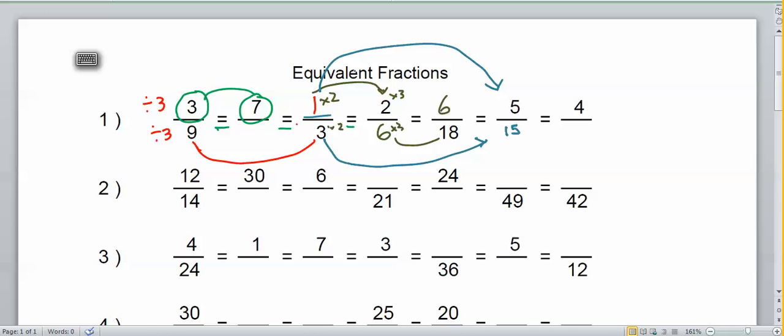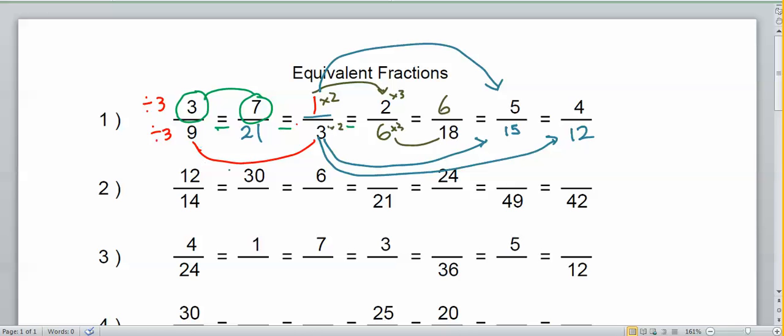Multiply by 4, then we have to multiply this bottom one by 4. So 3 times 4 is 12. So far we've just got one more thing to go, which is this 7. We've got 1 over 3. If we multiply the 1 by 7, we'd have to multiply the 3 by 7. So that is going to be 21. So we've just filled in all the blanks there.